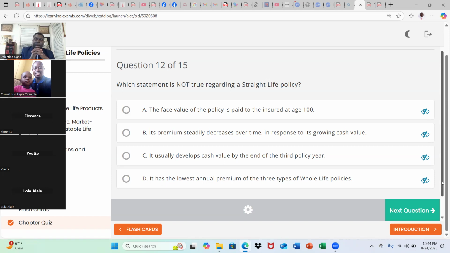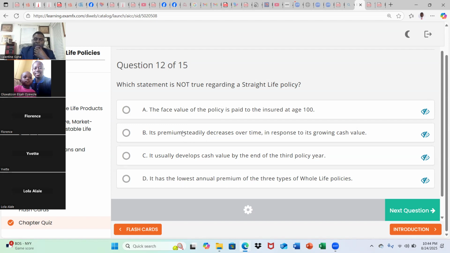And let me give you another hint with whole life. A whole life policy is a level premium policy. So that will make it B. B, it's true, but the fair is not. But again, it's not.